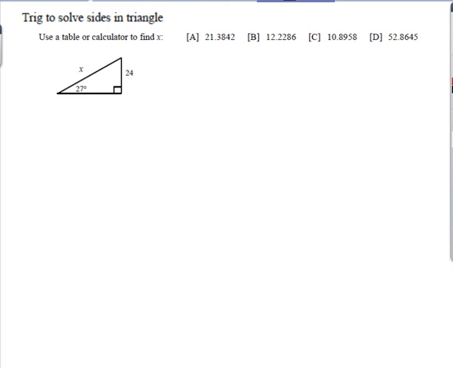All right, we're dealing with this whole SOHCAHTOA thing, so I'm going to go ahead and put that up there. It's a good idea to put that up at the top of your page whenever you're working on this stuff, and you can reference it. That's the sine function, the cosine function, and the tangent function.